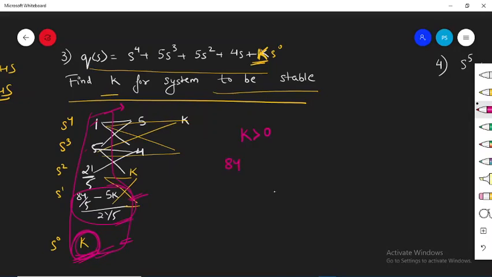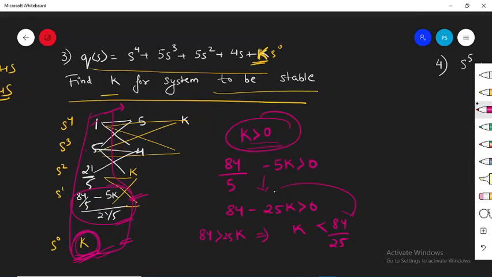Another one, 84 divided by 5 minus 5k, this should also be greater than 0. This condition should also be satisfied. So we can write that 84 minus 25k should be greater than 0, or we can write 84 should be greater than 25k, or we can write that k should be less than 84 divided by 25. From here it comes out that the value of k should be less than 84 by 25 and k should be greater than 0. Both these conditions should be satisfied.